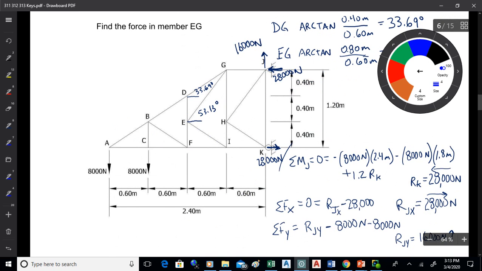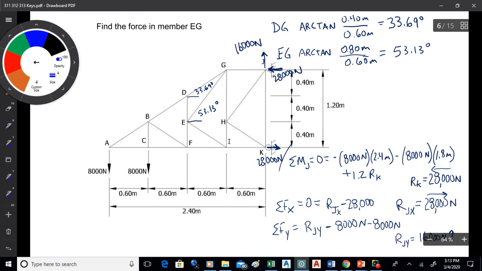Okay. Now this next one here, a little trickier. So these are some of the more involved ones. Here you need to find the force in EG. So I started by finding the reactions and the angles. DG is 33.69 and EG is 53.13. And then the reactions are 1600 up there, 2800 to the left there, and 2800 to the right down here. Okay, so that's where you start.